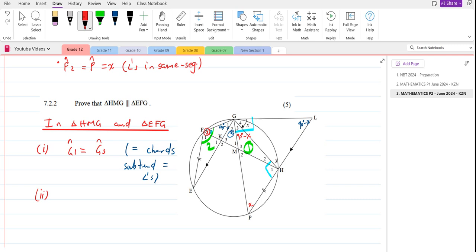If we try this again, use chord GH, we're going towards angle F2. If I make angle F1 equal to y, then I will have x plus y. Then we can get angle M3 as x plus y. But how? Okay, x plus y, if I make this here equal to y.